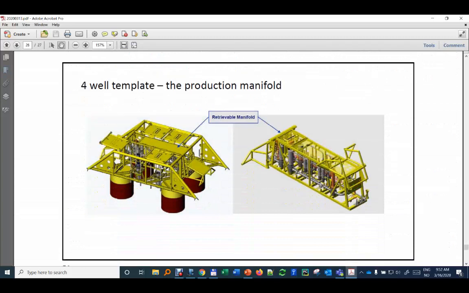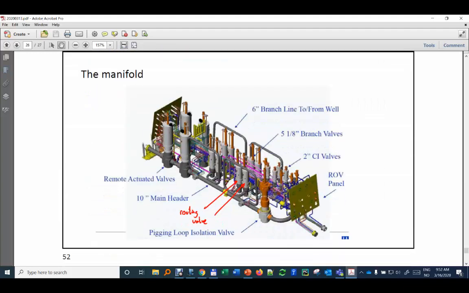So more in detail, how does the manifold look when we are subsea? Remember this four-well template. We have the slots for four wells. Usually three slots are drilled and one of them is left as a spare. And then you have the manifold in the center, and if we open it up, it looks like that.